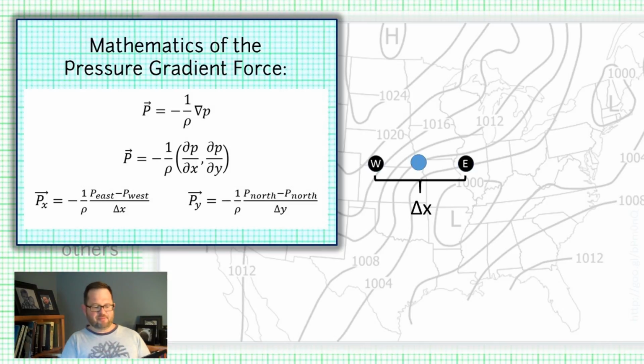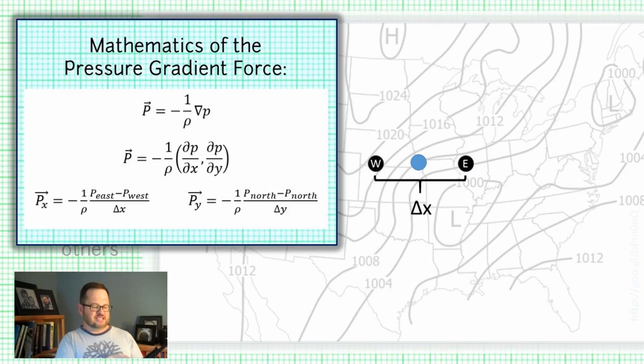I'm going to gray out the map a little bit so we can still see it, but we're not distracted by the parts we don't need right now. If I wanted to compute the pressure gradient force in the x direction, the west to east direction here, I need to know the pressure at some location a little to my east, P east, and the pressure a little bit to my west, P west, and I have to divide by delta x, the distance between those two locations.